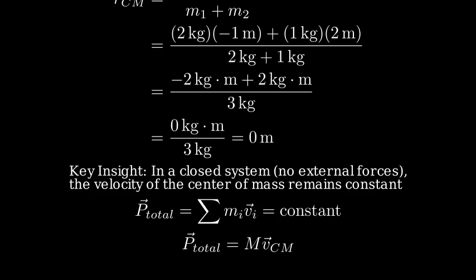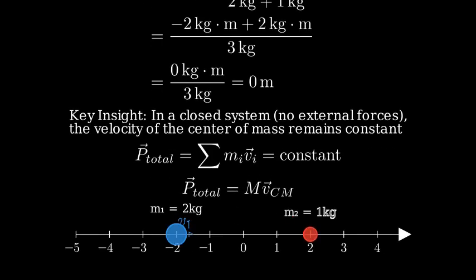Let's visualize a collision to see how the center of mass behaves. Here we have two masses about to collide. The blue mass is heavier, moving slowly to the right, while the red mass is lighter and moving quickly to the left. Let's mark the center of mass of the system with a yellow dot.